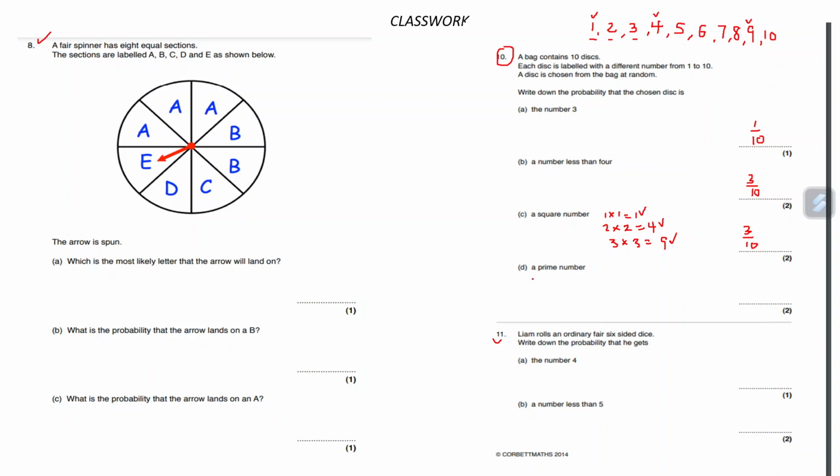Now, the prime number. Remember, a prime number is a number that's only divisible by itself and 1. Prime numbers are numbers that are only divisible by itself and 1. Remember, 1 is not a prime number. In other words, all prime numbers have two factors, itself and 1. Remember, 1 is not a prime number. So let's choose all our prime numbers here.